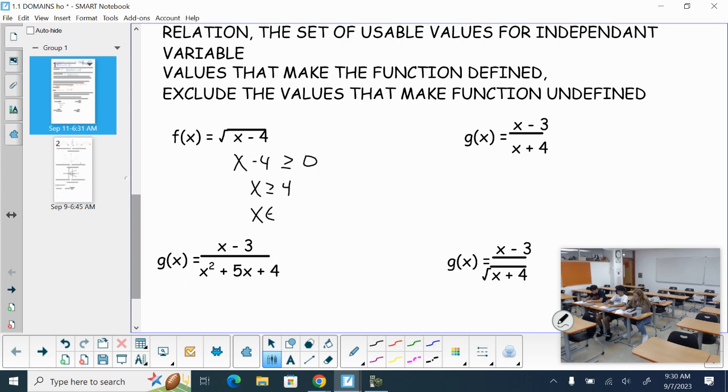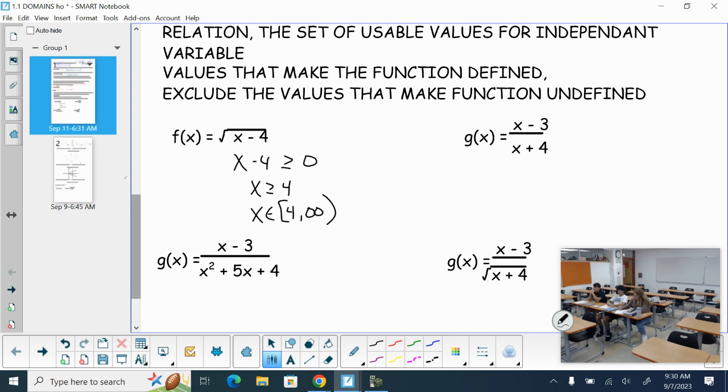And we can make it to infinity and beyond. And we have it closed at 4 because we can include the value of 4. So we can have our radicals. We can have rational expressions.